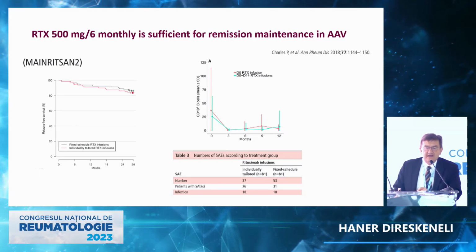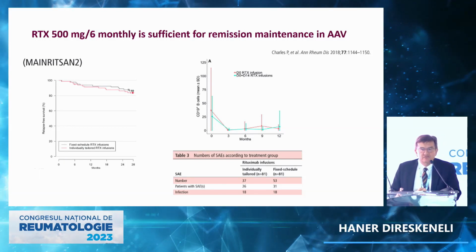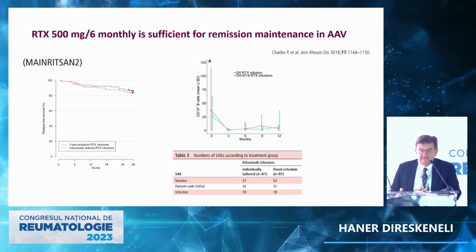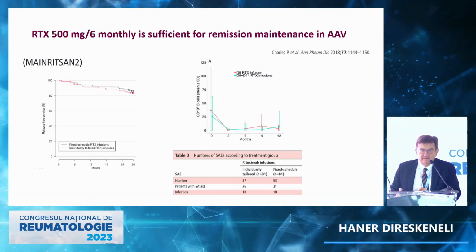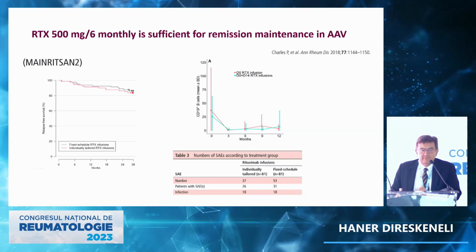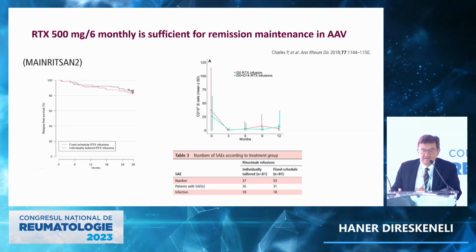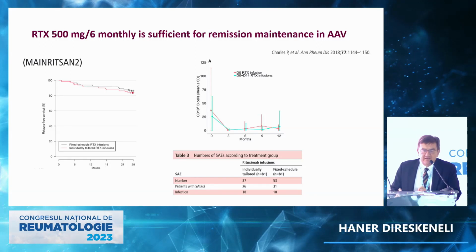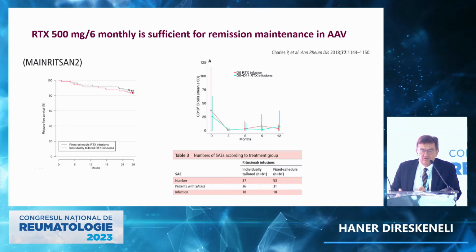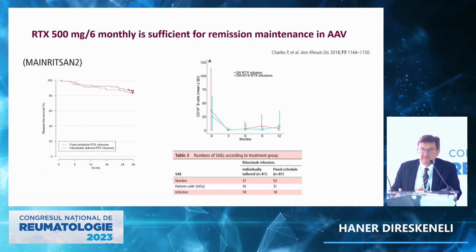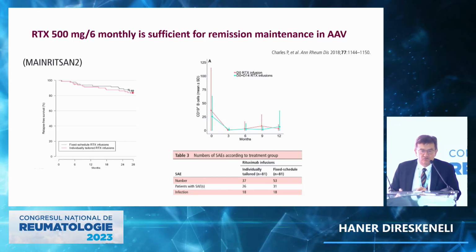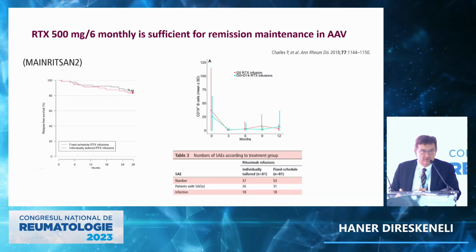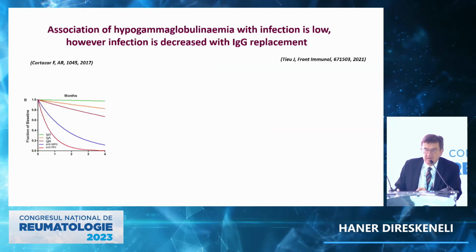First of all, we can use rituximab in lower dose than the conventional studies. This is the main RITSAN-2 study comparing 2 grams every 6 monthly to 500 milligram 6 monthly rituximab doses, and the remission rates are exactly the same. So definitely, especially when we think of the cost and infection issues, we can use lower rituximab doses every 6 monthly, and we are mainly doing it this way these days.